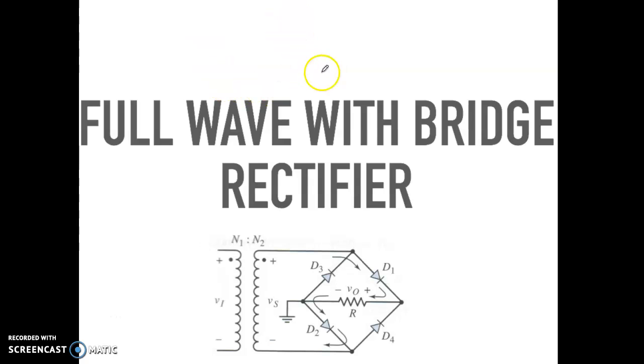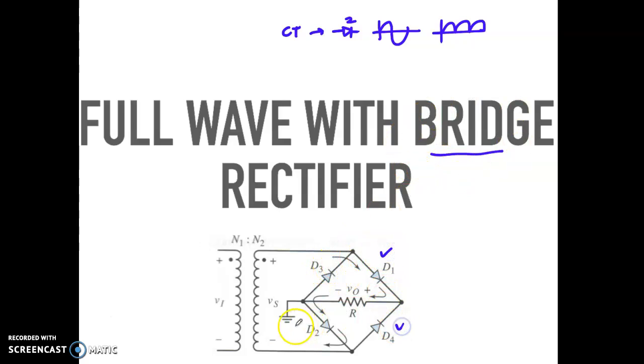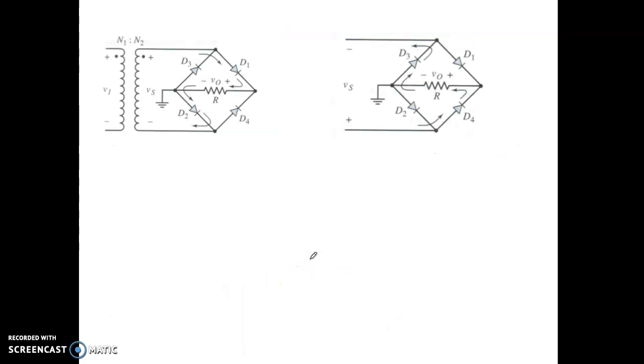Okay class, in the previous video you learned about the center tap transformer, where you need only how many diodes? 2 diodes, to change a sine wave so that it becomes one polarity, right? So let's move to another type of full wave rectifier. We call this one the bridge. When you say bridge here, it means we need 4 diodes: D1, D2, D3 and D4, connected to the transformer.